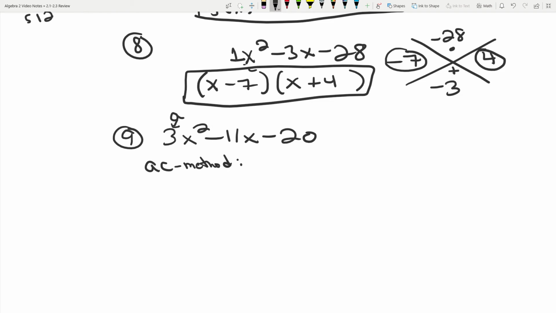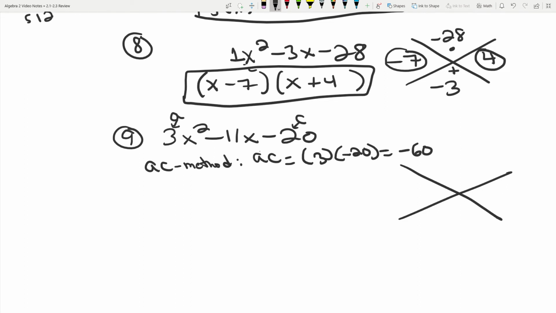Okay, so we need to do AC. So AC is equal to, A is 3, C is negative 20. So we got 3 times negative 20 equals negative 60. Then you do your X table. So negative 60 goes here. So we need two numbers that multiply to negative 60 but add up to negative 11.